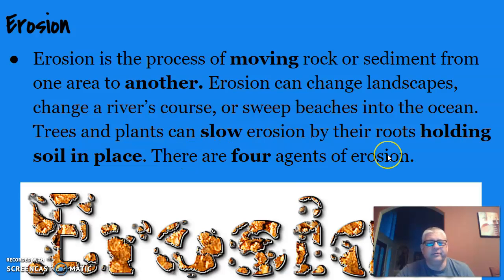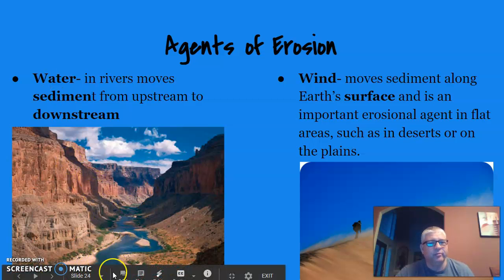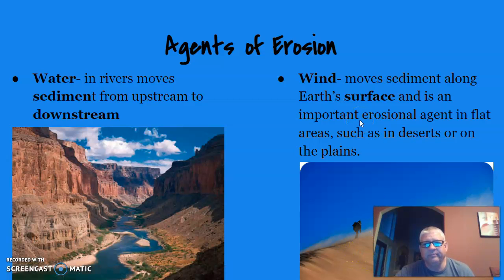There are 4 agents. Just as there were agents of weathering, there's also agents of erosion. And they are water and wind. Water in rivers moves sediment. So it's just the water's moving. You can see a river when it's really cloudy, and that's because it's got sediment in it. Wind. We all know wind can push sand, but it could push other rock particles around. But they need to be small, obviously, because wind would have to be pretty darn strong in order to move it.